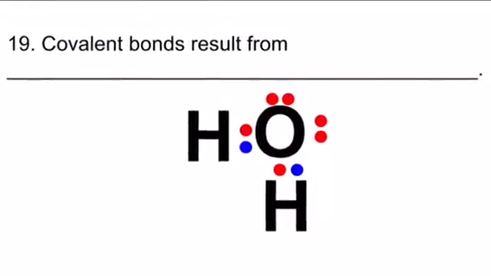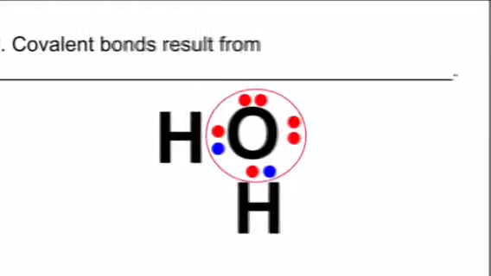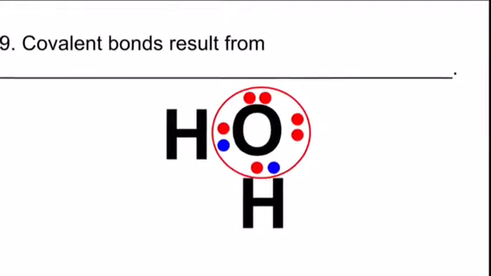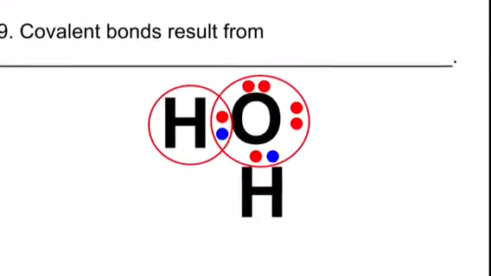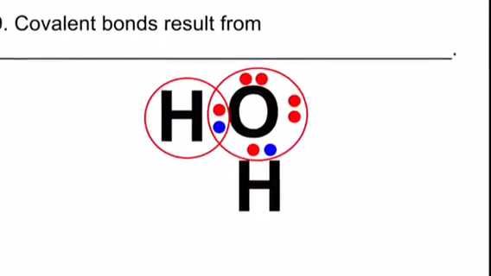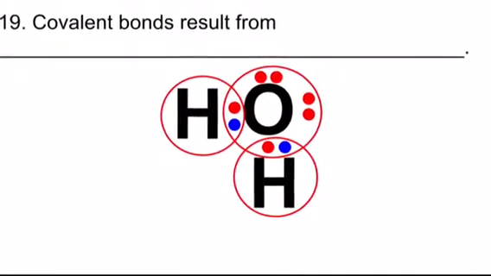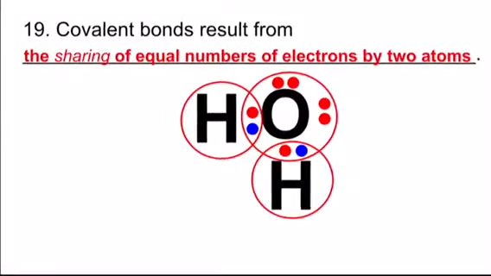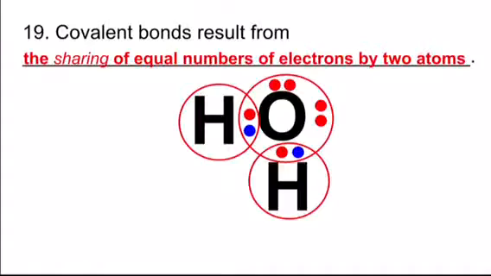So we're going to use the classic covalent molecule of water to answer question number 19. We can see those 8 dots around oxygen, 6 of them red coming from the oxygen, the other 2, 1 each from the hydrogens. So we can see that hydrogen is going to share a pair of electrons with the oxygen. The other hydrogen is going to share the other pair of electrons with that oxygen. So covalent bonds result from the sharing of electrons, and it's an equal number of electrons by 2 different atoms.